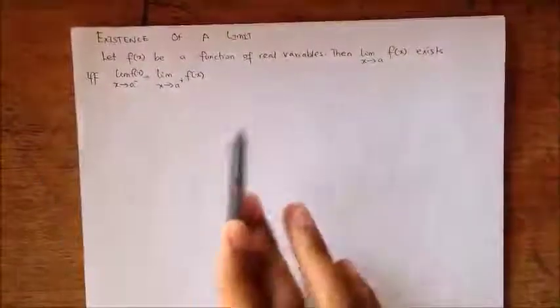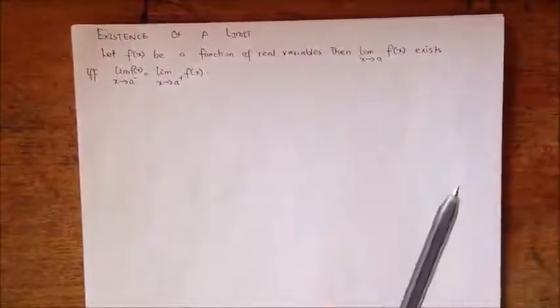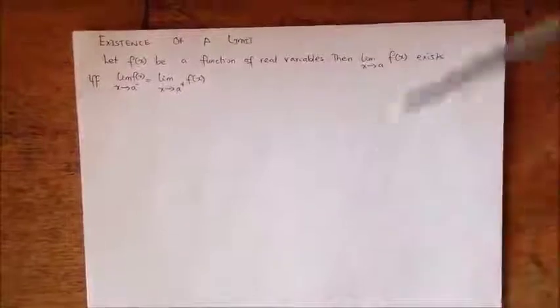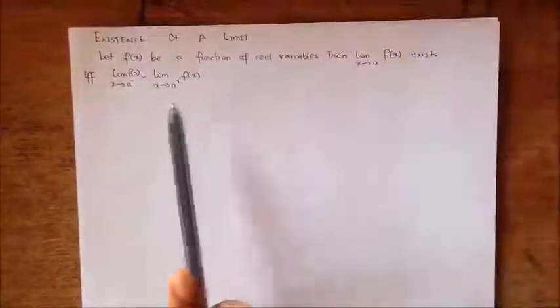we talked about sided limits before. So if f of x is a function of real variables, then the limit of f of x exists at a, that's as x tends to a. That limit exists only if the left-sided limit is equal to the right-sided limit.